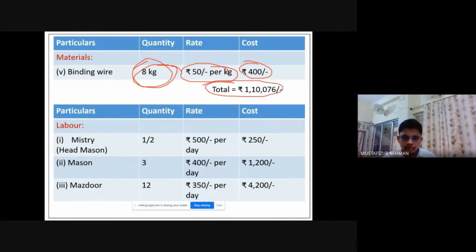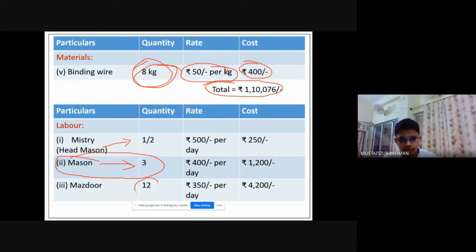Now, masons in the PCC work for 10 cubic meters will require 2 masons. Because this is RCC work, more work will be involved in RCC, obviously. Therefore, we require 3 masons. And for head masons, the requirement is also more; we need one head mason to look after 20 cubic meters of work.